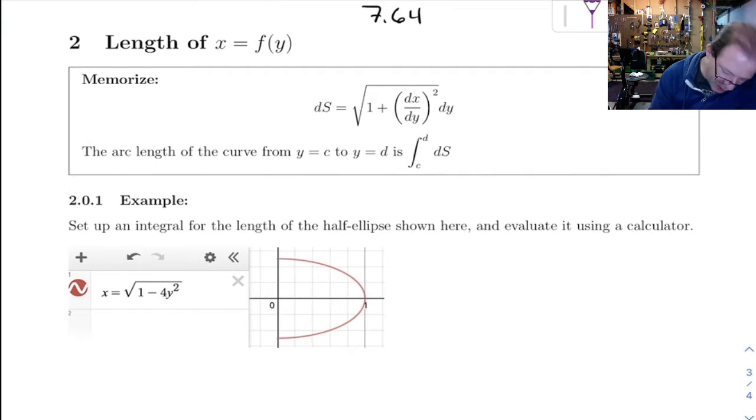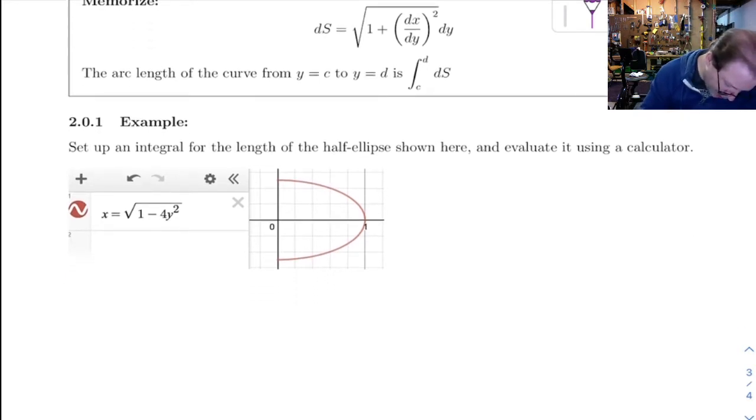And if you want to derive this, you can derive it exactly the same way that we did before. But remember, there's one part where we multiply by dx over dx, and then we move the lower dx inside. If you want to derive this, you go back to that same step, and instead of putting dx over dx, you put in dy over dy, and it gives you the exact same thing. So let's use it for this. Set up an integral for the length of the half ellipse shown here, and evaluate it using a calculator.